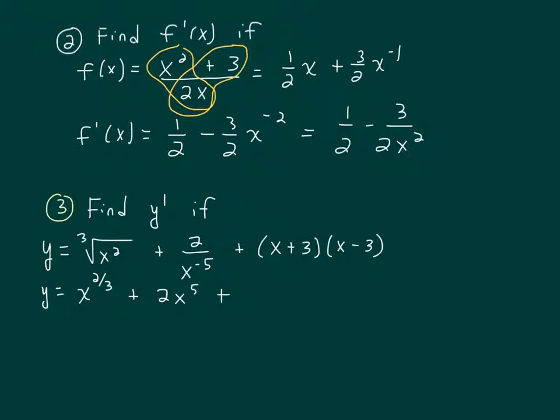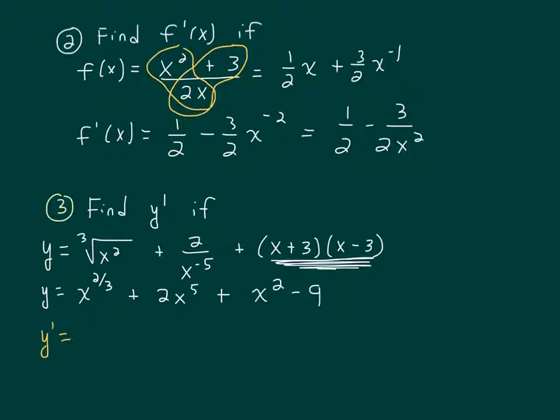And in the case of (x plus 3)(x minus 3), we can multiply this together. We can do FOIL, and we're going to end up with x squared minus 9. So you're going to sometimes have to do algebra before you can find your derivative. Now we're ready to go through term by term and use our power rule.